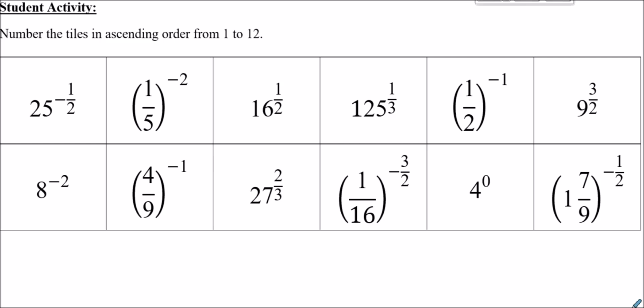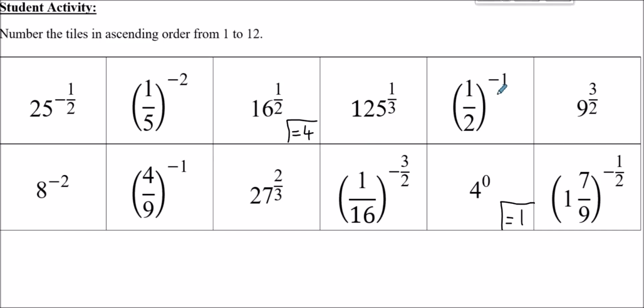You can do them in any order, obviously. What I'm going to do is put the value of them in the bottom corner. I'm going to suggest we do the easiest first because it's just more tempting. So this one here stands out: 4 to the power 0. Anything to the power 0 is just going to give us 1. Fairly easy as well is 16 to the power of a half. 16 to the power of a half is the same as 4. So this tile here is the same value as 4.